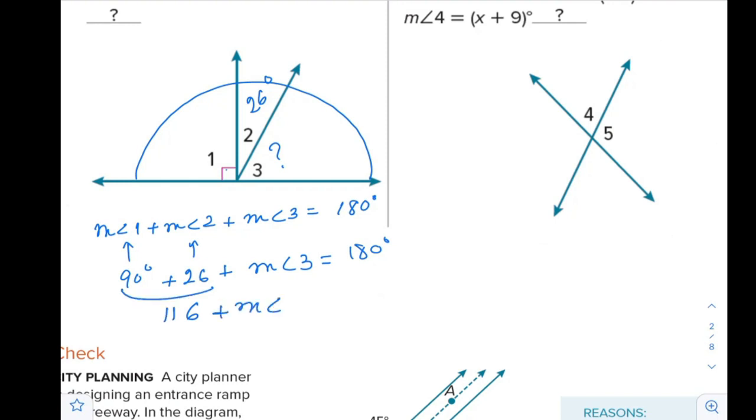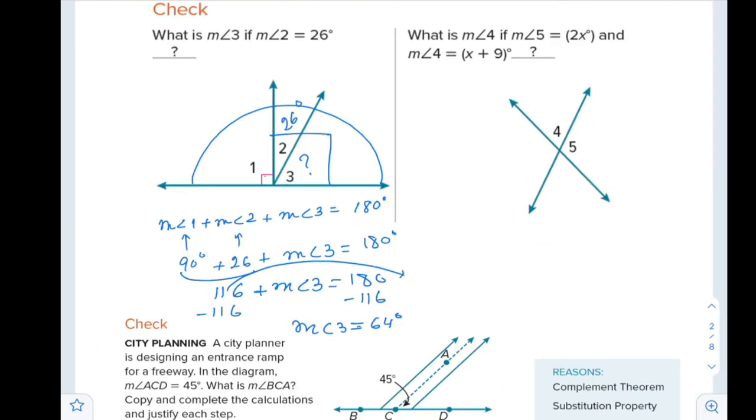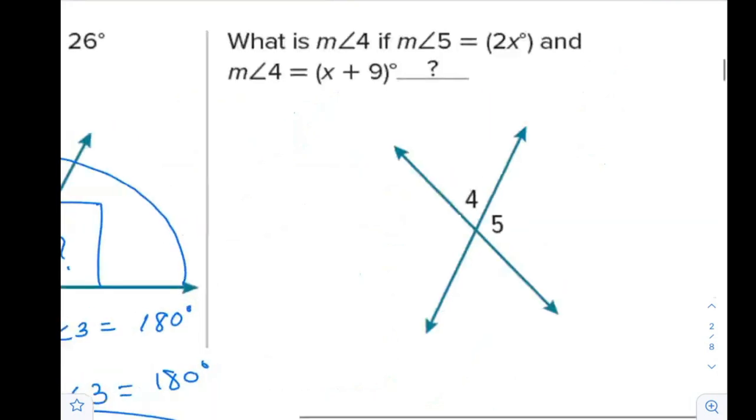Adding, and then by the subtraction property, subtract 116 from both sides. So the measure of angle 3 is 180 minus 116, which is 64 degrees. Done. What is the postulate or theorem that we have used? We have used the complement theorem. We can also use the linear pair theorem, since they are all forming a line.